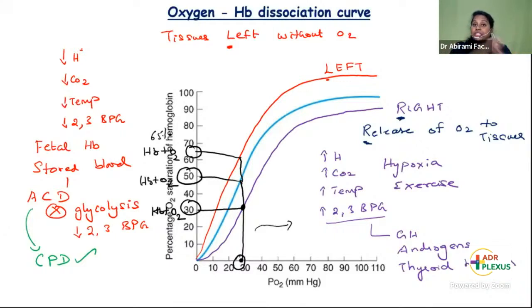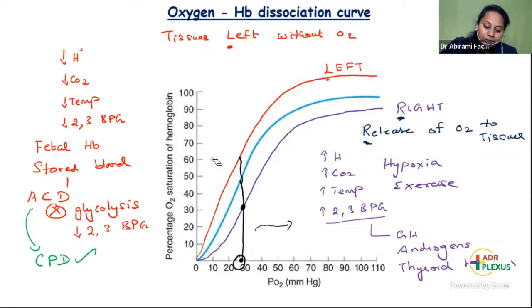Normally, only 50% bound, but here it is more. So the bound form becomes more, it becomes 65%. So if more is bound to hemoglobin, what will happen to the tissues? Tissues are poor. They are left without oxygen. So in the right shift of the curve, affinity is less, more oxygen is released to the tissues. But in the left shift of the curve, affinity is more, so tissues are left without oxygen. This is something which you should know from the curve.